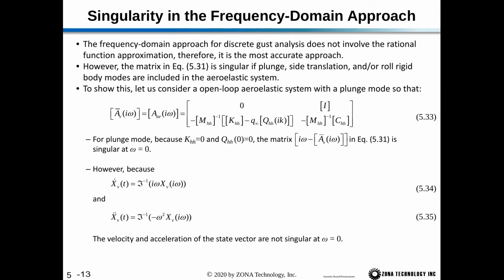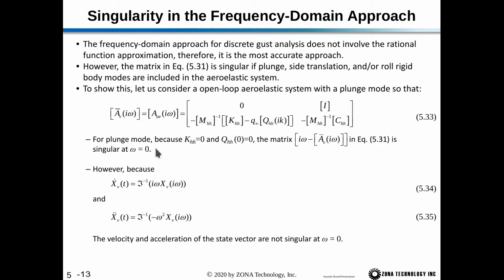Now to show this, let's consider an open loop aeroelastic system with a plunge mode given by equation 5.33. So for the plunge mode, because KHH is 0, that term is here, and then QHH of 0 is also 0, you can see that this term will give us a 0. So the matrix i omega minus A bar V of i omega in equation 5.31 is singular when omega equals 0.